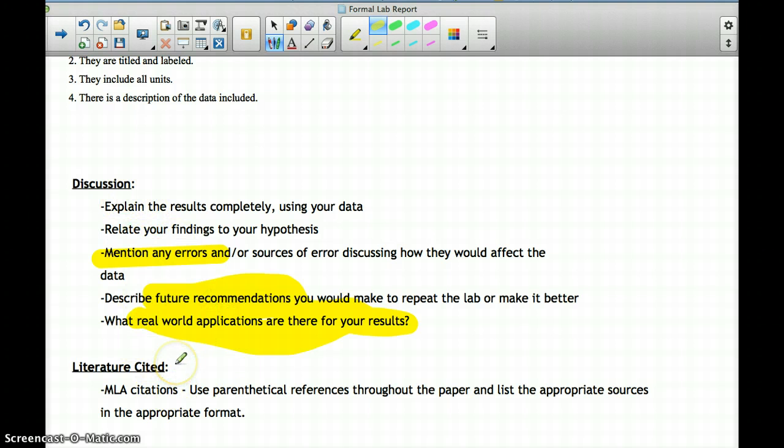And the last part, but not least, is the literature cited. So this is where that works cited sheet from your introduction is going to go. Keep in mind it's MLA citations. And make sure you cite either if you're paraphrasing or your direct quotes, because if you do not cite them, they will be considered plagiarism. We've gone over this numerous times. So that's the lab report.